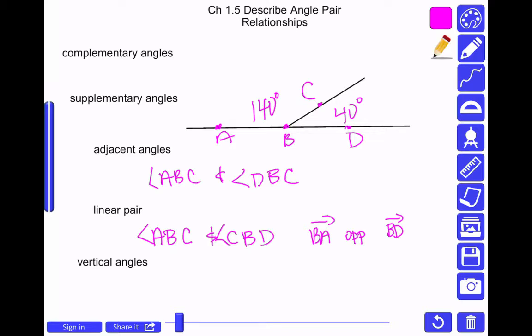Supplementary and adjacent. Lastly, we have vertical angles. Vertical angles, for instance, would be angles 1 and 3. Vertical angles are angles whose sides form two pairs of opposite rays. So in other words, this is opposite of this, and this guy is opposite of that guy. And so those are the two angles formed by those rays.